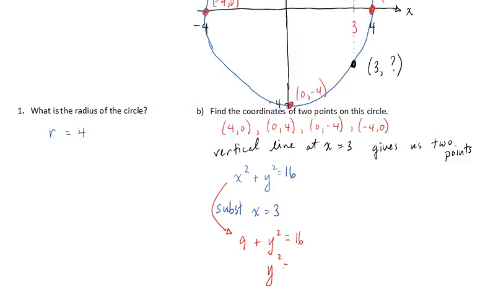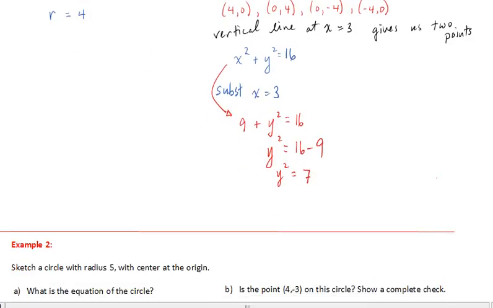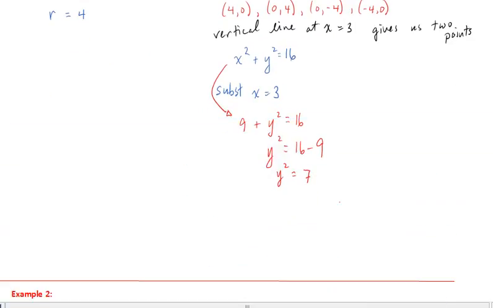So y squared is equal to 16 take away 9. So y squared must be 7. Now we need the class to figure out what y is equal to. What is y equal to if the square of y is 7? Then y must be 49. Square root of 7. Yeah, it was a joke on the 49.